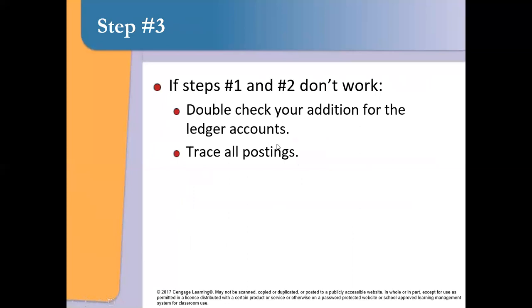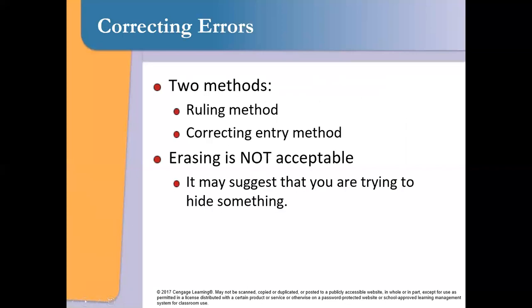If steps 1 and 2 don't work, you have to go back, double check your addition in the ledger accounts, and then you have to trace those postings. As I mentioned earlier, you might have to go back and look at every single one of those postings to see if you did something wrong. And that's why those notes, the breadcrumbs that we leave behind in the journal and ledger, are helpful. We use two methods: the ruling method or the correcting entry method. Erasing is not acceptable. It may suggest that you're trying to hide something.